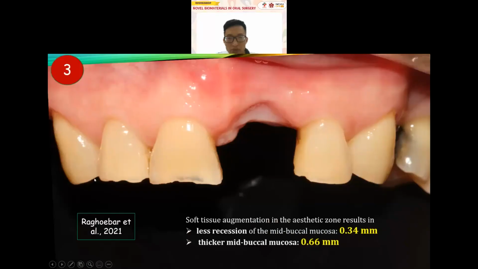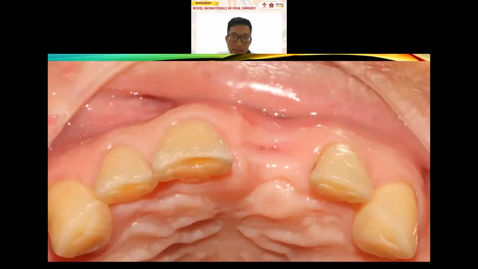So in the literature, when we make a soft tissue augmentation, especially in the aesthetic zone, we have less recession of the mid-buccal mucosa, and we have a thicker buccal mucosa, around 0.5 millimeter. In this case, we have a gingival recession on the buccal side, and from the occlusal view, you can see that there is a bone defect as well as a soft tissue defect in this area.